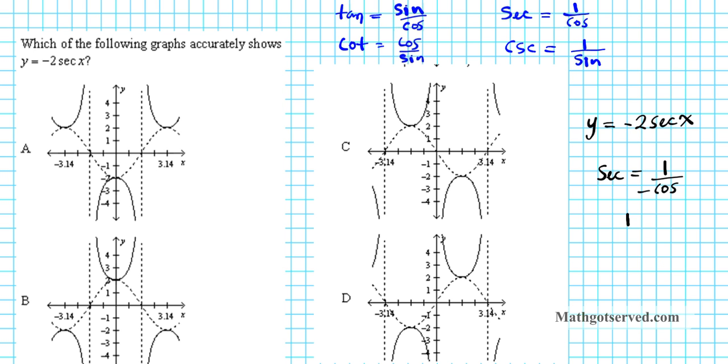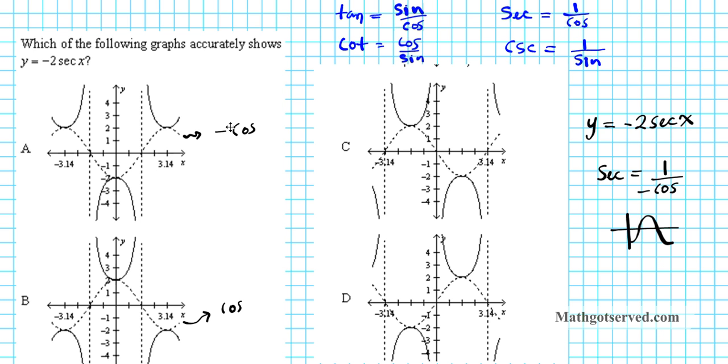So what does a negative cosine function look like? Remember, the positive cosine is like a cup opening up, so the negative cosine is like a cup upside down. All right, so the dotted line represents the function that helps to determine the location of the asymptotes. So if you look at this right here, this dotted line is negative cosine. This dotted line right here is positive cosine.